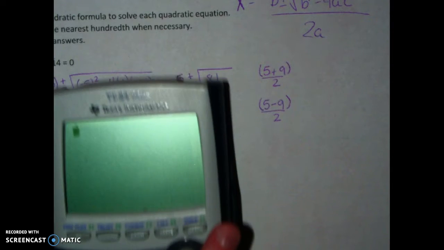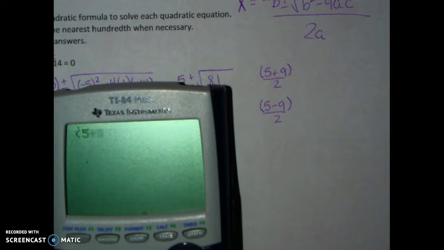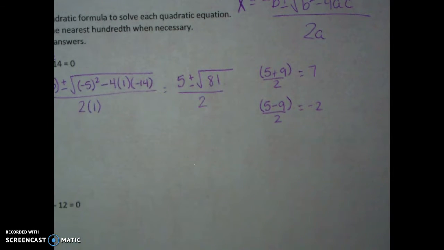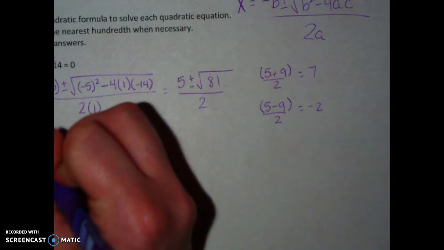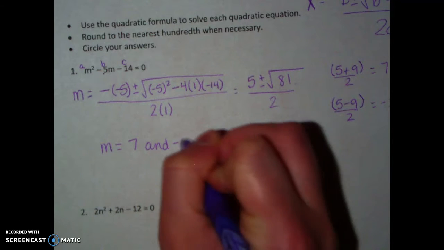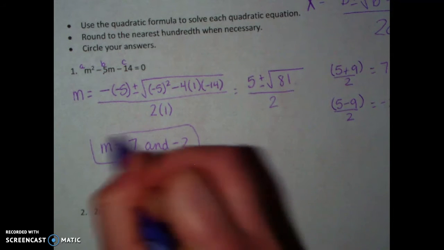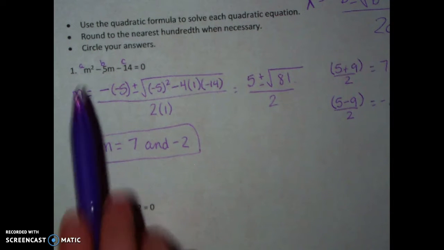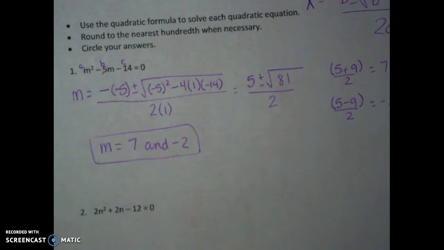Oh, let me get it out of the light. 5 plus 9 divided by 2 is 7. 5 minus 9 divided by 2 is negative 2. So somewhere you need to have m equals 7 and negative 2. You could have the negative 2 first and then the 7 second, doesn't matter to me. And you can always double check your answers by substituting them back in for both of the m's into the equation to see if it works.